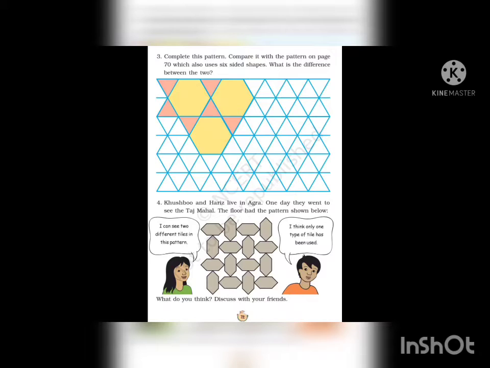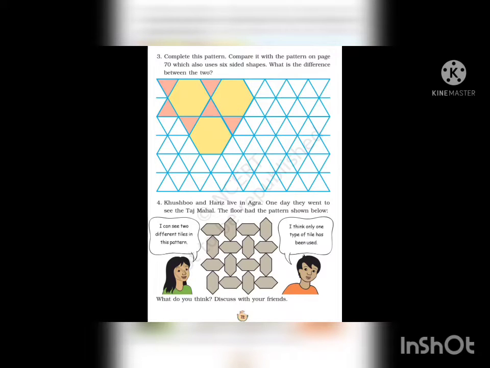Here the six-sided shapes are connected with each other and there was no gap, and here the six-sided shapes are connected to triangles. Here also there is no gap, but the six-sided shapes are connected to three triangles. So this is the difference between the two patterns of six-sided shapes.